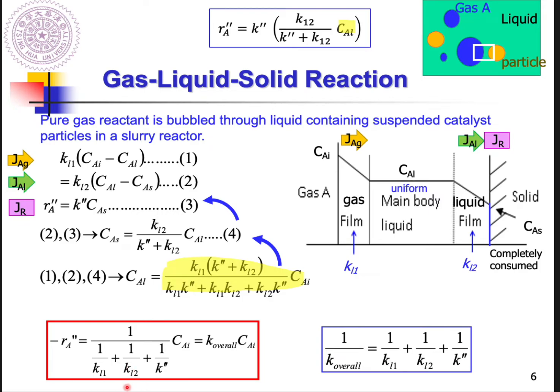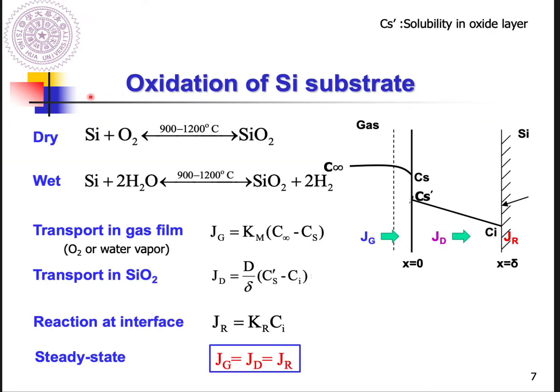So as long as you draw these pictures, I believe you can simply write down the consumption rate of reactant A expressed as driving force and total resistance, including each layer's transport and reactions. Before we end this fluid-solid reaction, we are going to give you an example to show you how to measure or estimate the thickness of the silicon dioxide.